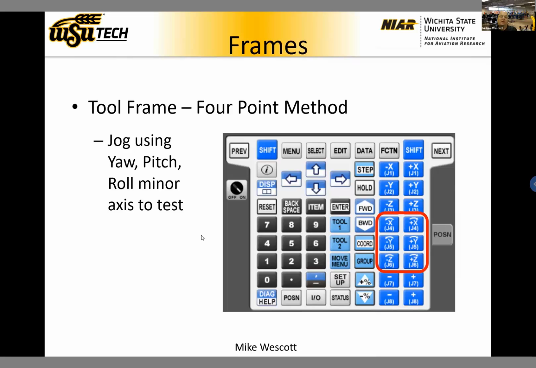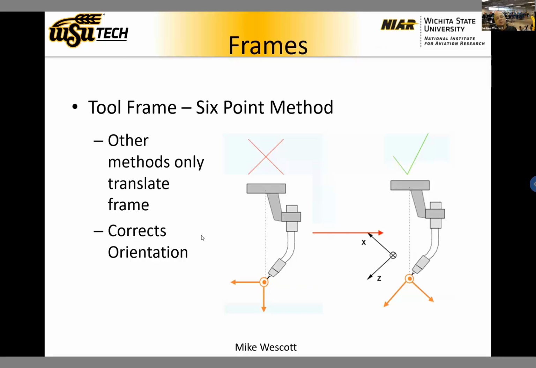All right. So again, to test this one, you're going to jog it with the yaw, pitch, and roll, and you should see similar results to the 3-point method. 6-point method. Again, like with this welder torch, you don't want to just translate your orientation down to the tip of the welder torch. You want to realign your orientation to match your welder torch. So that's what the 6-point method allows you to do, along with the direct entry.